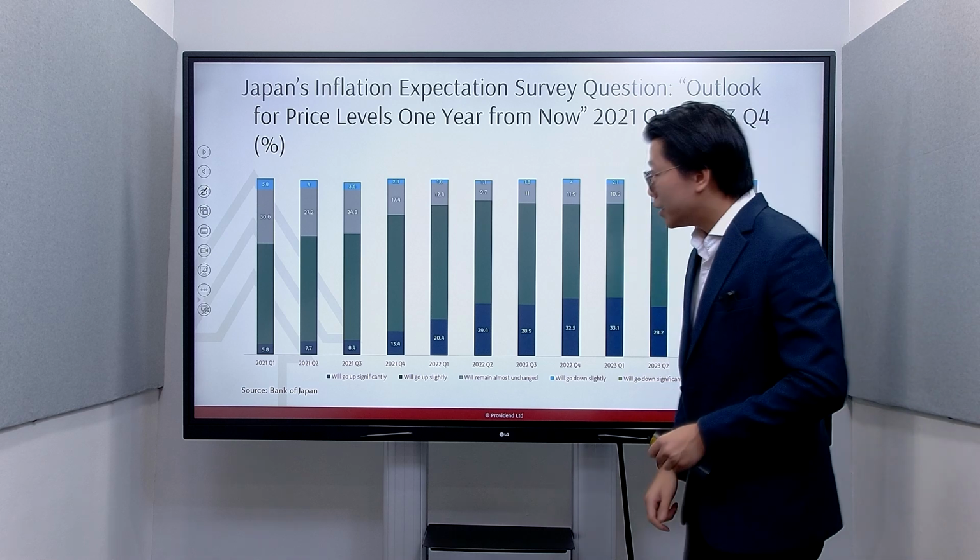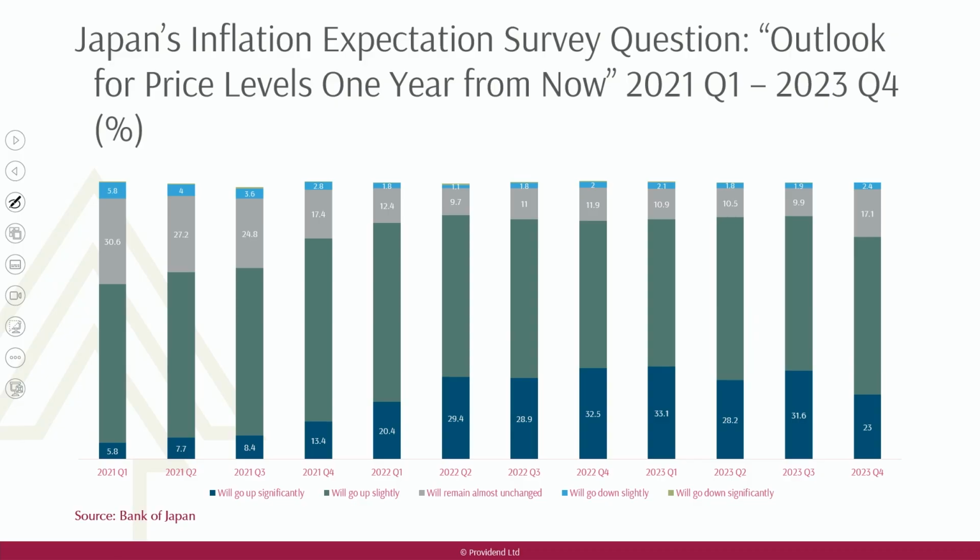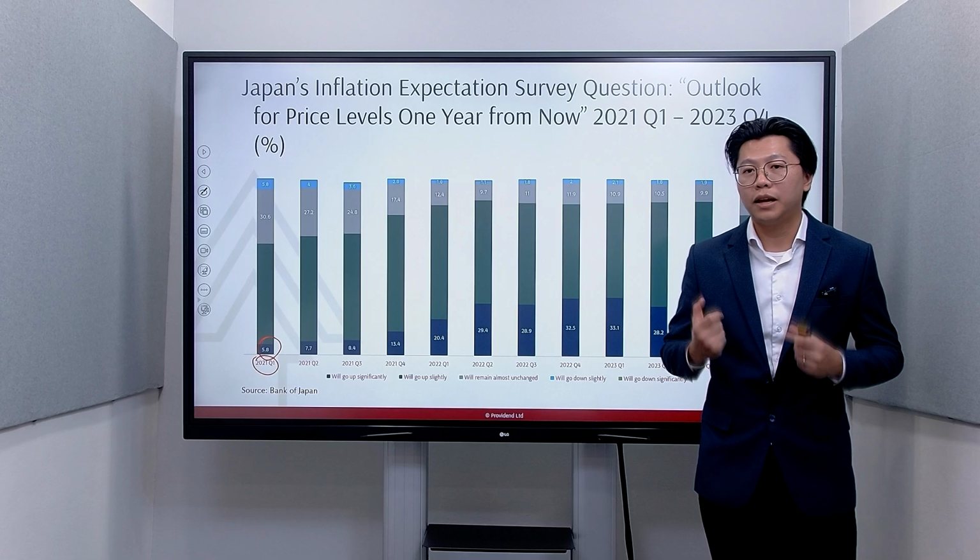And you can see, since 2021 quarter one, the expectation that inflation will go up significantly 1 year from now was only 5.8%, while in 2023 quarter four, it has actually risen up to 23%. So this sharp rise is about 3 times as much increase that inflation 1 year from now will actually go up significantly. In other words, the expectation of inflation has risen.